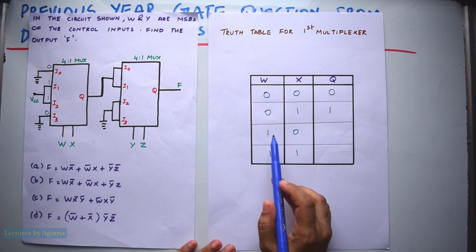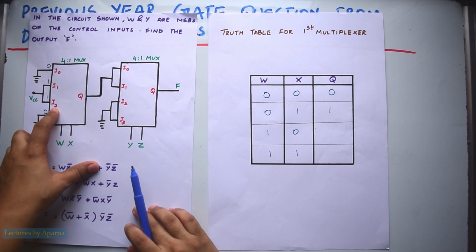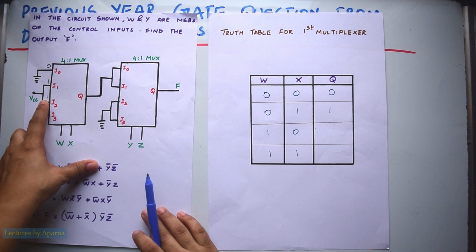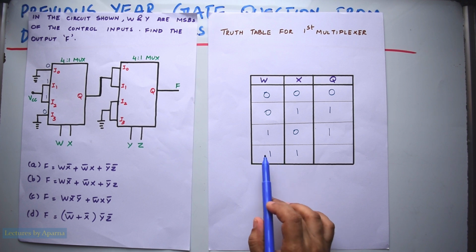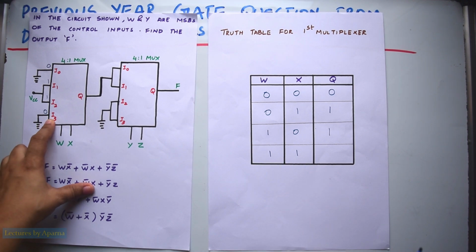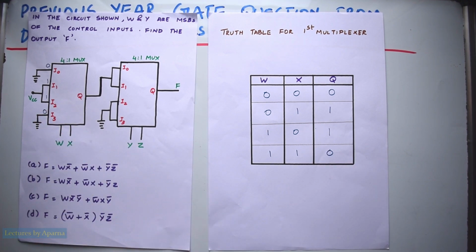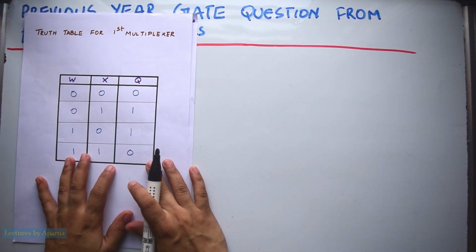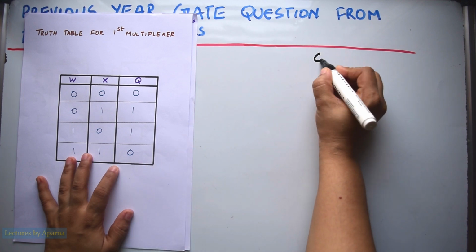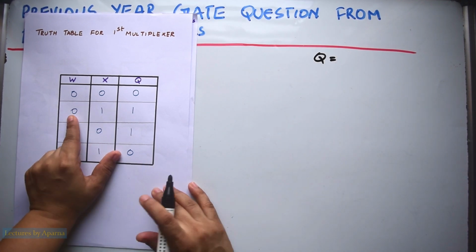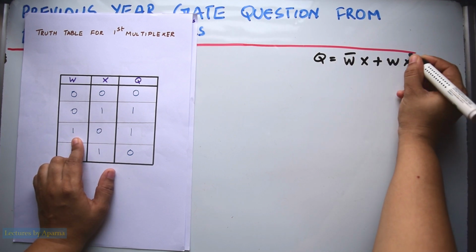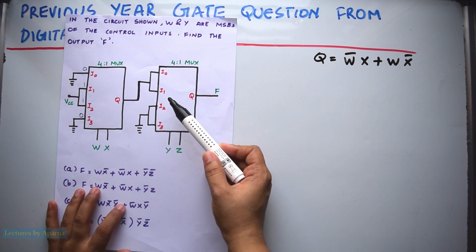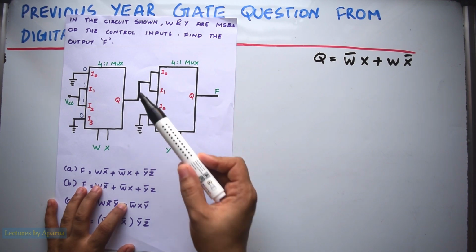Now when the input combination is 1, 0, this input I2 will be selected and the input coming here is 1. So at the output you get 1. Now again when the combination is 1, 1, this I3 will be selected. So the value coming here is 0. So at Q you will get a 0. So the Boolean equation for Q can be written as Q is equal to W bar X plus W X bar.